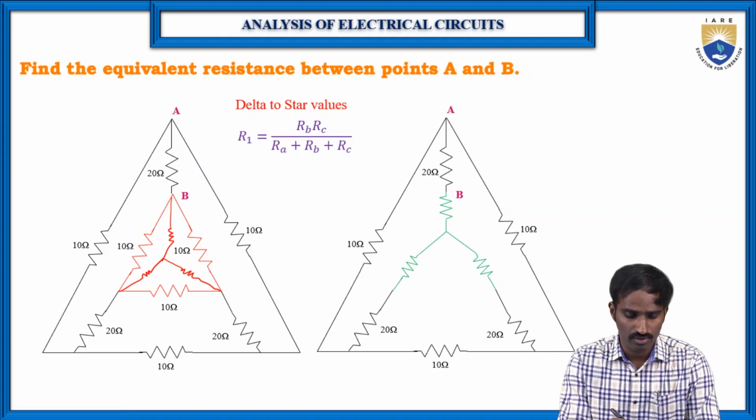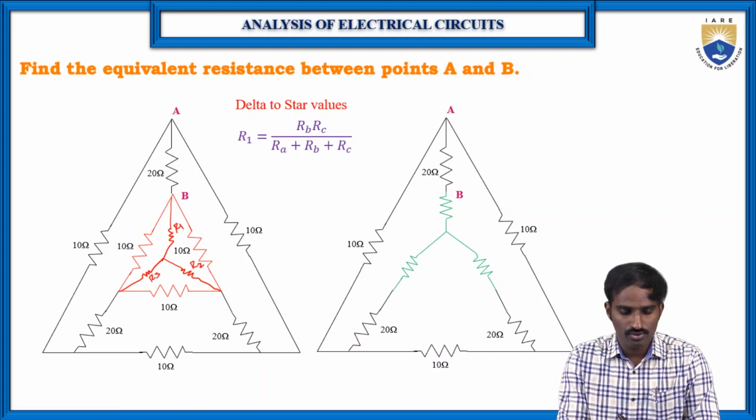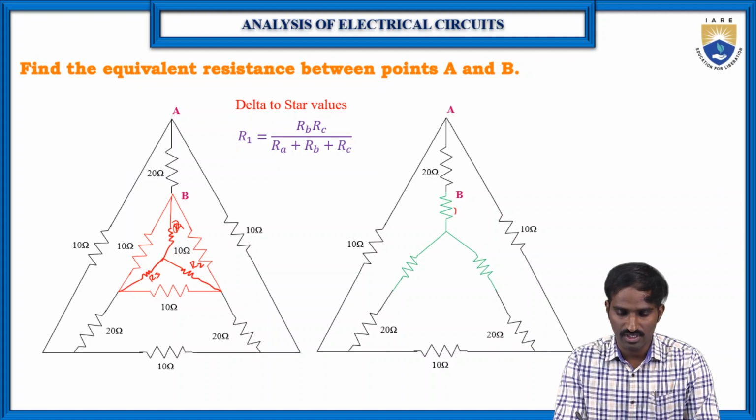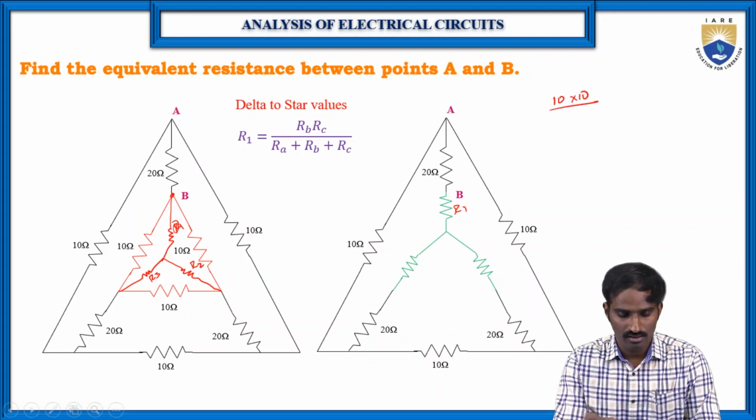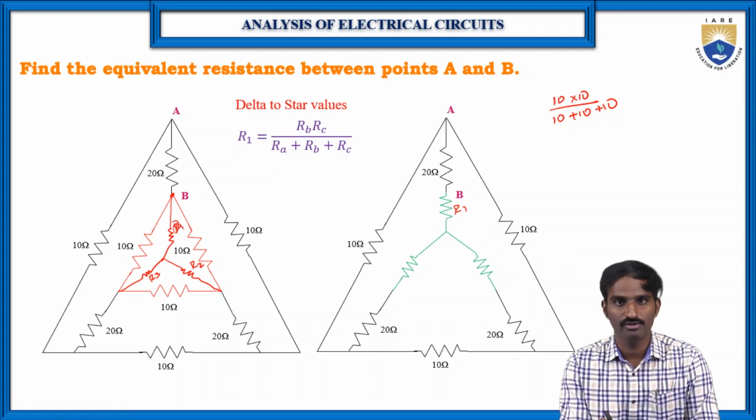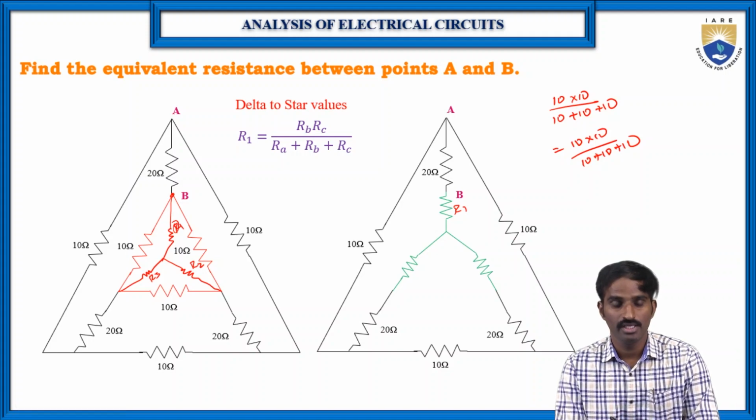We know these values, but we don't know these values. Let us consider these as R1, R2 and R3. If you want to find R1, what are the other two resistors connected to this node? 10 and 10. So 10 into 10 by 10 plus 10 plus 10. Because all the values are 10, no need to worry; in all the cases it is again 10 into 10 by 10 plus 10 plus 10. You will get the same values because all the resistor values are equal, 10, 10, 10.